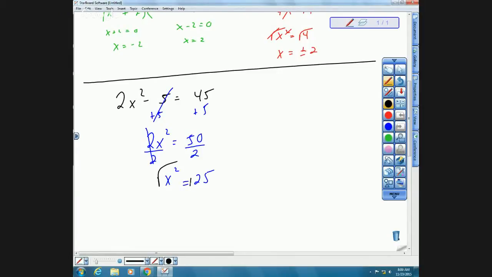So then you take the square root. Once you get the x squared by itself, you get x equals plus or minus 5.